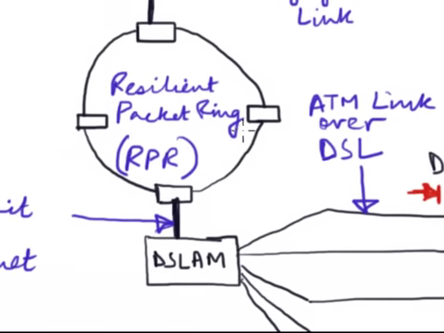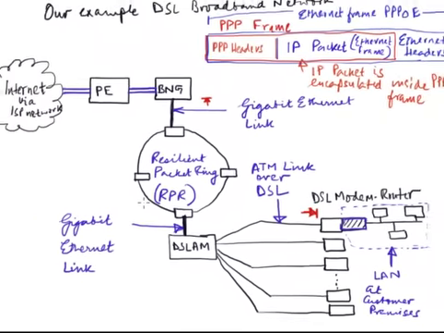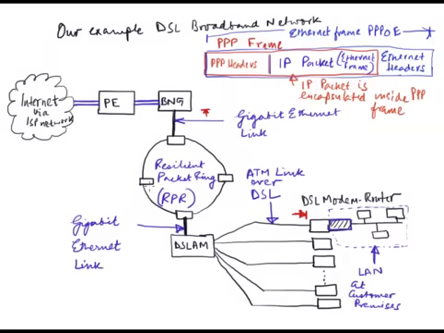RPR attempts to take the reliability of connection-oriented digital backbone network communication and combine it with the efficiencies of packet-oriented communication. Thus, it is suitable for reliable transmission of Ethernet frames to the BNG. Since RPR is not a DSL standard, we will discuss RPR in another lesson.